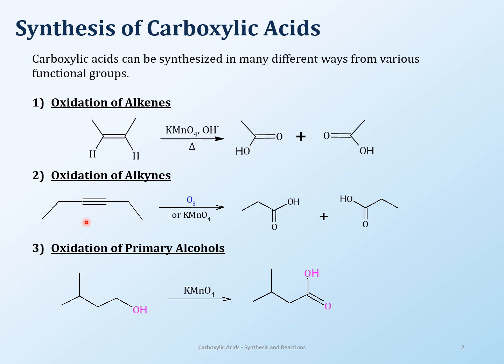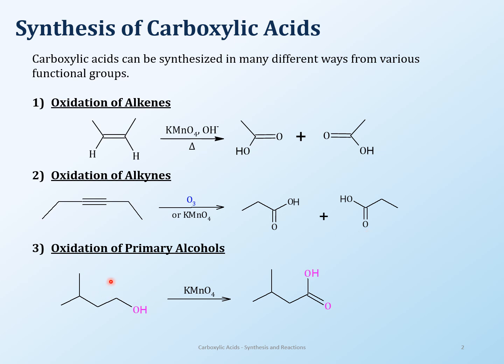You can do the same thing with alkynes. Alkynes you can treat with KMnO4, or you can do ozonolysis on this. Either of those two reagents will work, and you will also get carboxylic acid. Again, there is a cleavage of the triple bond here. Again, you may want to choose an alkyne that is symmetrical so you don't get two different carboxylic acids.